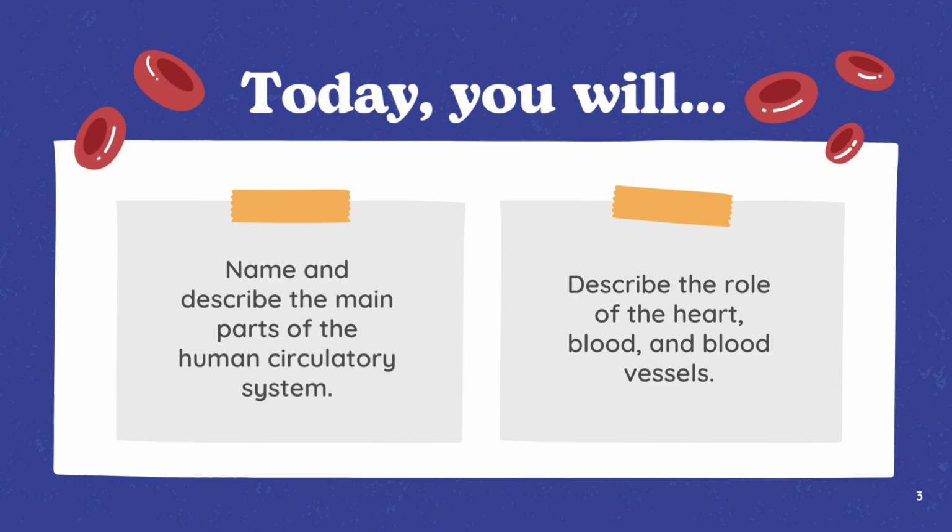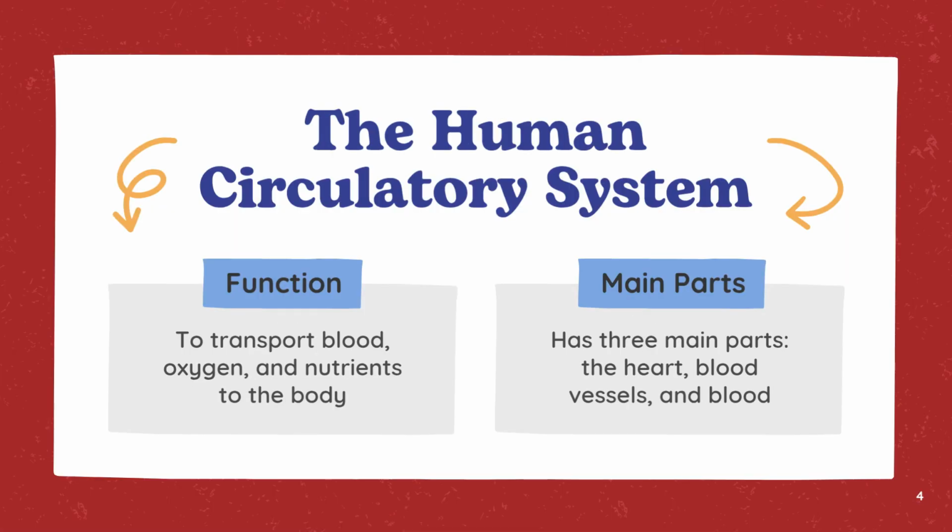Today you will write a name and describe the main parts of the human circulatory system. You will describe the role of the heart, blood, and blood vessels. The human circulatory system functions to transport blood, oxygen, and nutrients to the body. It has three main parts: the heart, blood vessels, and blood.